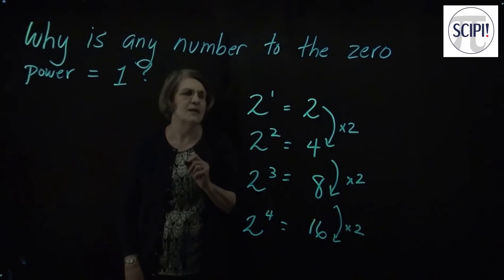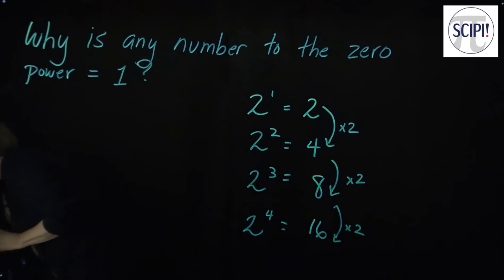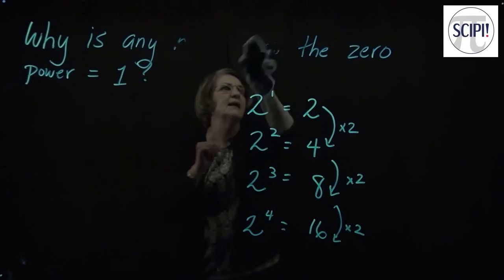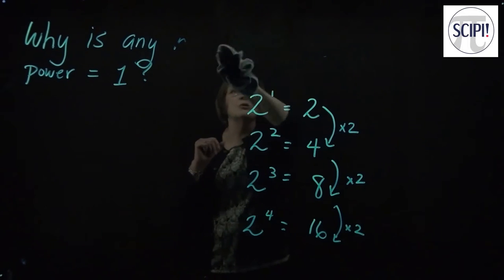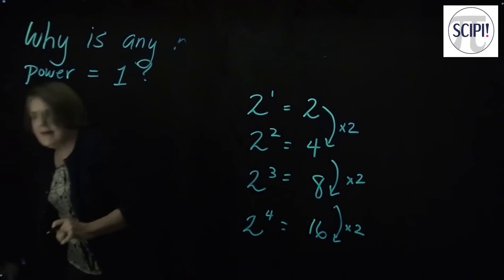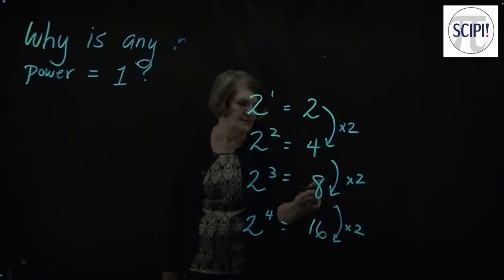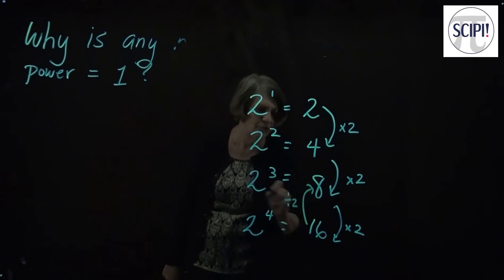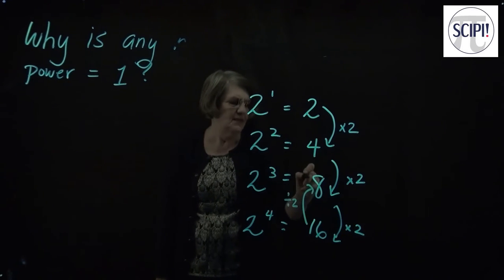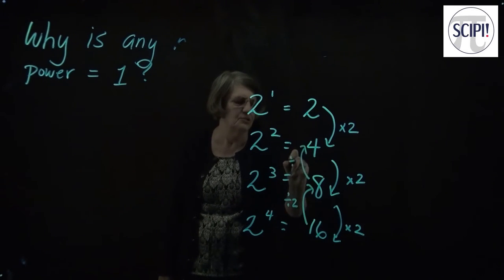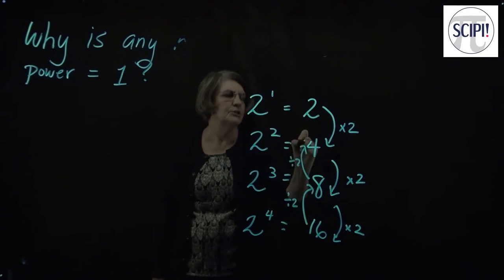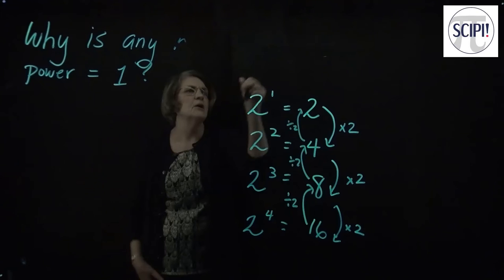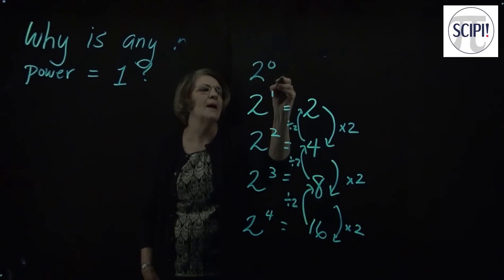Now we're going to go the other way. I'm going to have to erase part of my sentence, but let's not forget what it says, because that's our question for today. How would I get from 16 to 8? That's right, I would divide by 2. How would I get from 8 to 4? Divide by 2. How would I get from 4 to 2? Divide by 2. Now let's put up here 2 to the 0 power.